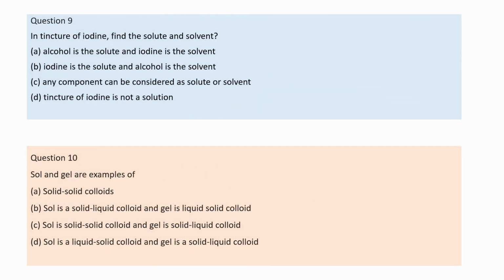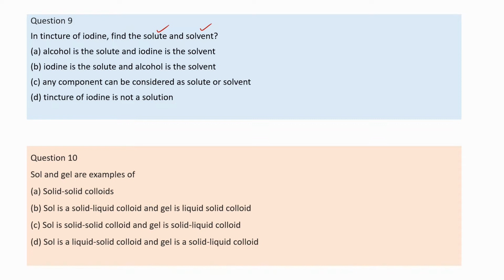Question number 9. In tincture of iodine find the solute and solvent. So we know that in tincture of iodine there are two substances, iodine and alcohol. Iodine is a solute and alcohol is a solvent. So we have to find out the correct option from this.